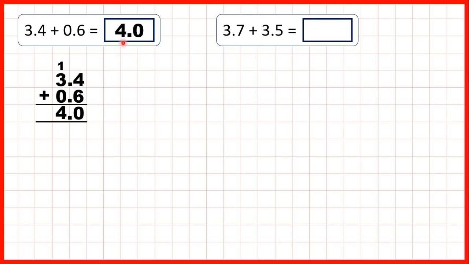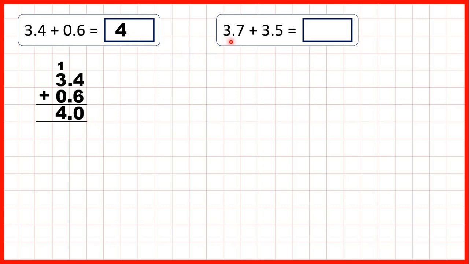so our answer is 4.0. But 4.0 can just be written as 4, because all the 0.0 tells us is that we don't have any tenths, but showing a whole number also shows us that we don't have any tenths, so we don't need to write the 0.0 in our answer.